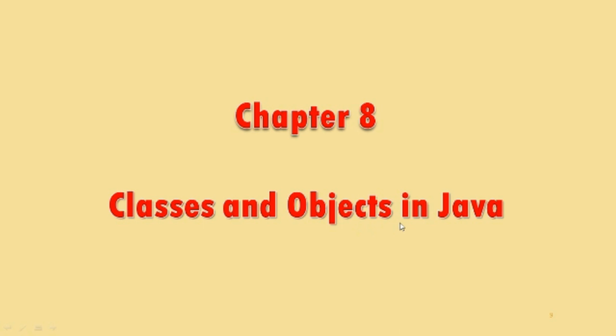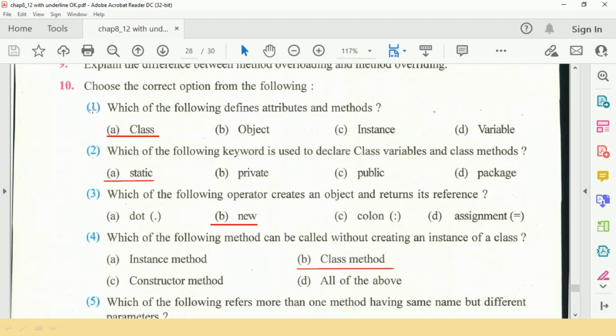Our chapter number 8 is classes and objects in Java programming. Let's start exercise questions. Question number 1 is which of the following defines attributes and methods? Answer is A, class. Question number 2, which of the following keyword is used to declare class variables and class methods? Answer is A, static.